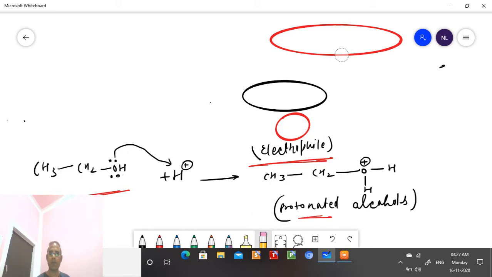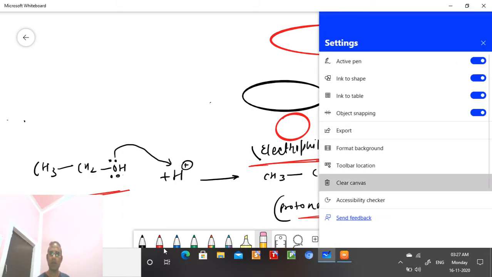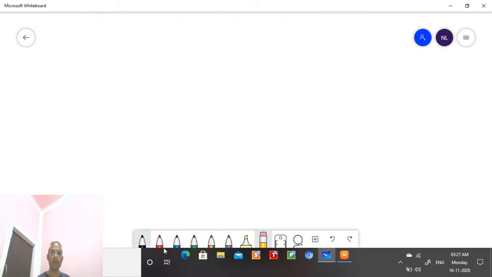Why is it not getting erased? This is a little problem only. It's not getting erased, let it be like that. If you try to clear the canvas, okay, it's all cleared now.